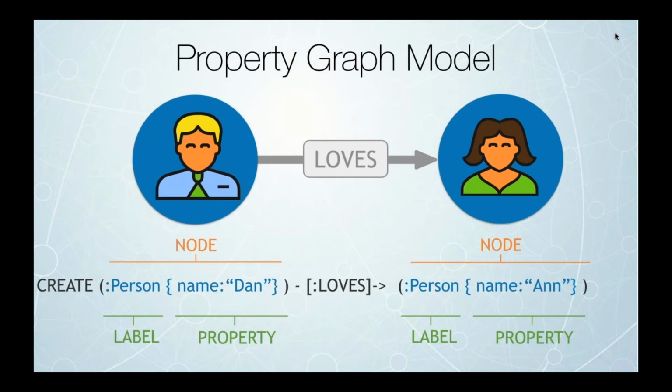And this is the create statement for it. This creates a node called person with a property with a string value Dan. And Dan loves a person with the name of Anne. That creates that relationship in that one direction. Neo4j is directional. When you create your relationships, you need to create them in a particular direction, but then you can query them without regard to direction.